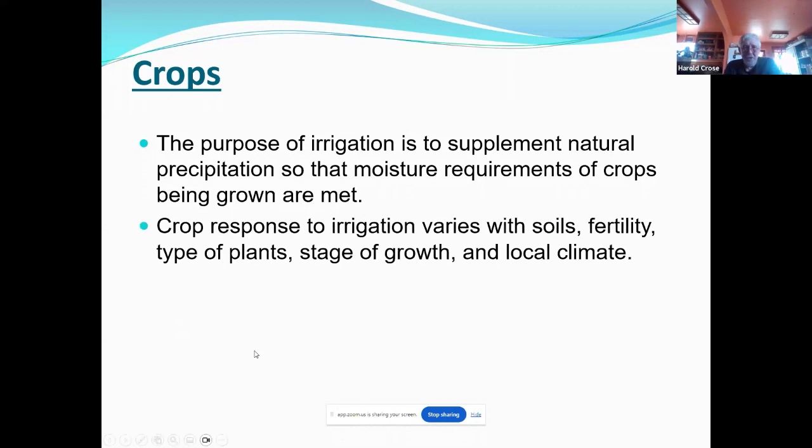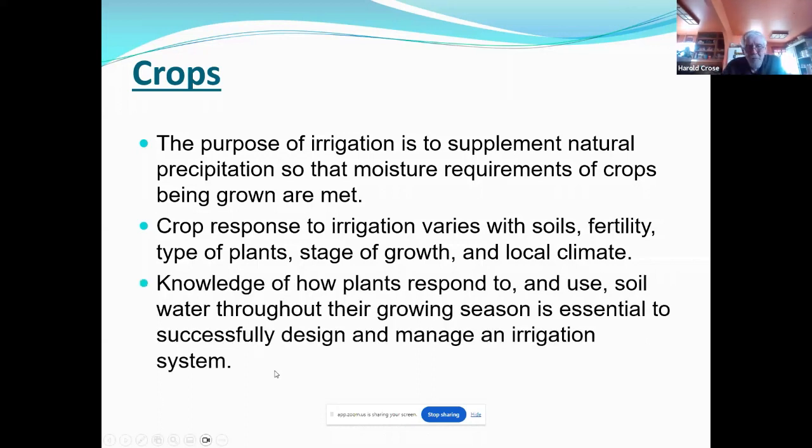Crop response to irrigation varies with soils, the fertility of the soils, the type of plant you're growing, the stage of growth of that crop, and the local climate, of course. And we'll talk more about how to get around that. Knowledge of how plants respond to and use soil water throughout the growing season is essential to successful design and managing an irrigation system.